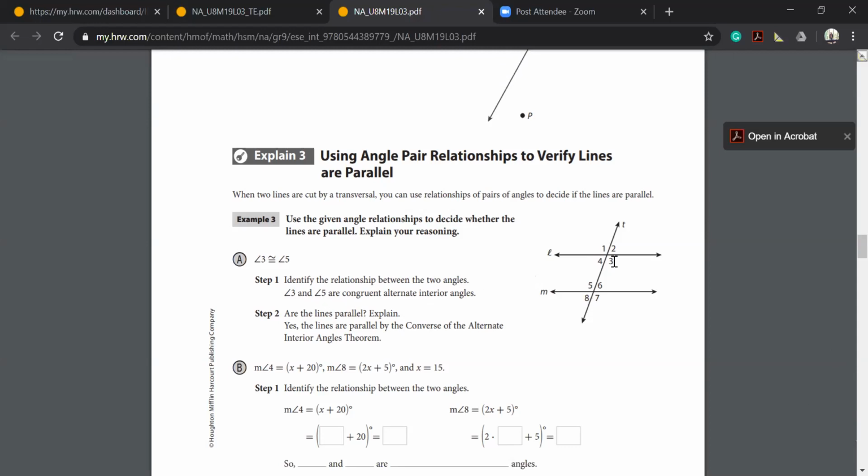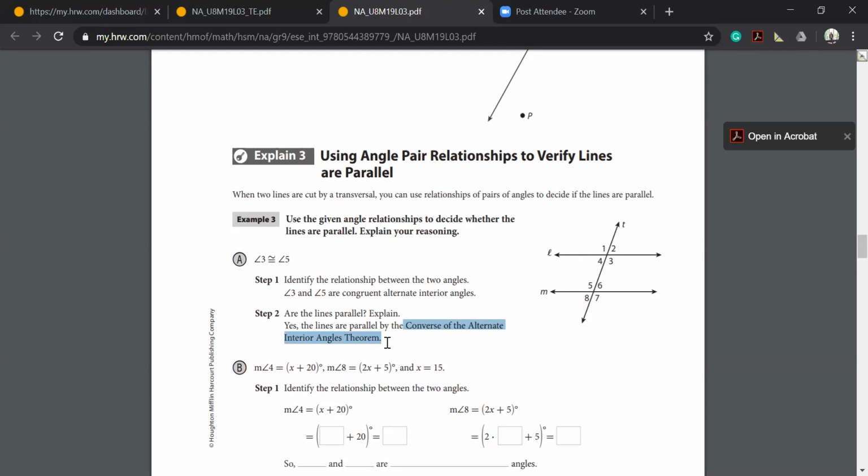Let's see here, angle 3 and angle 5. What is the relation between angle 3 and angle 5? They are alternate interior, right? So we discovered that they are alternate interior, and he told you that they are congruent. So angle 3 and angle 5 are congruent alternate interior angles. If I have two congruent alternate interior angles, I can prove that line L and line M are parallel using which theorem? The converse of the alternate interior angle theorem. So I discovered that the two lines are parallel.